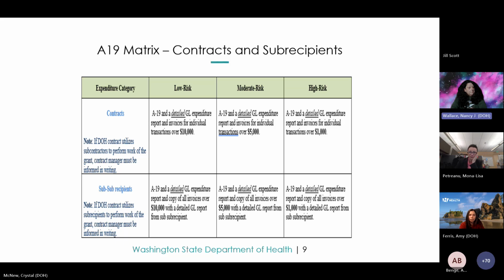And next slide, please. Any questions about A19, the backup you're supposed to supply, monitoring, the risk assessment, any of that? No? Perfect. Well, thank you. That's it.